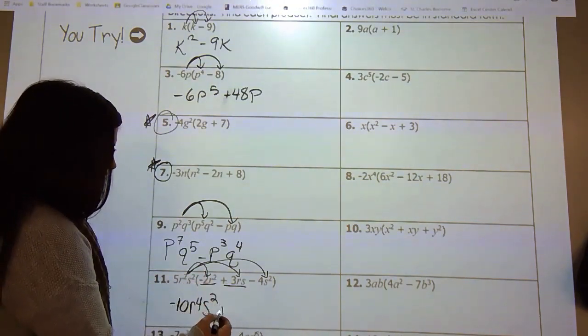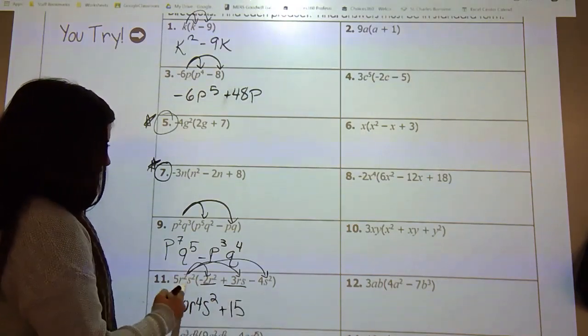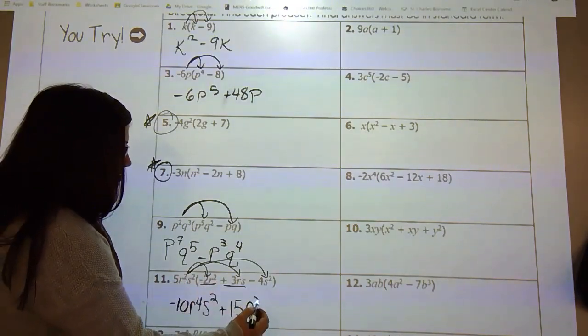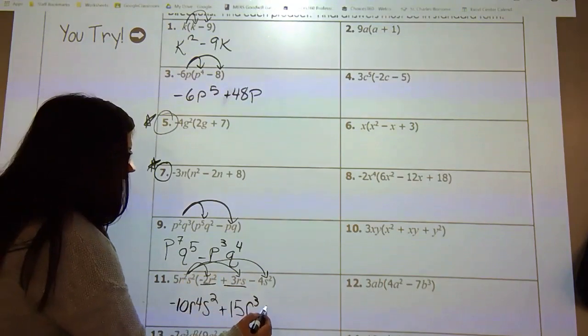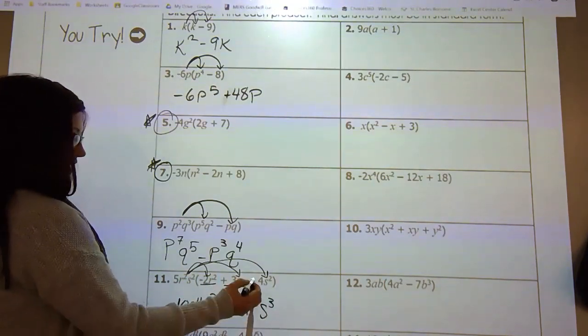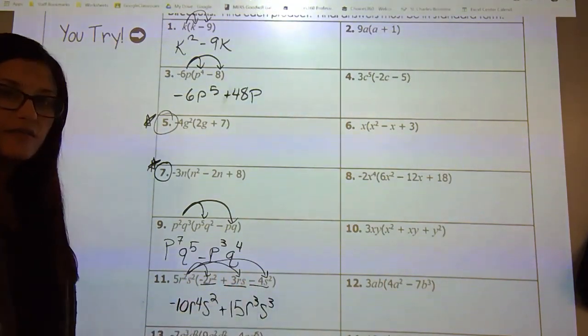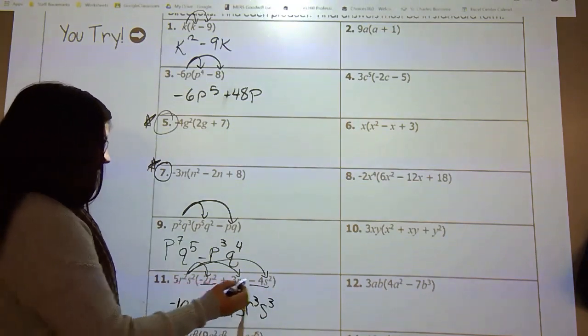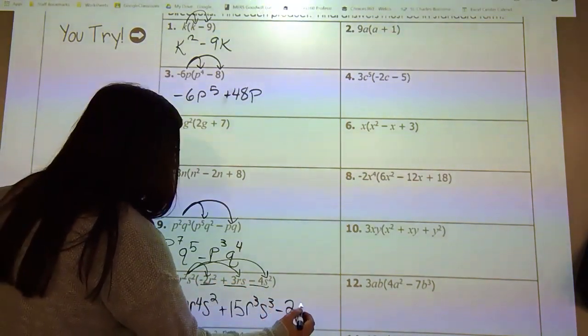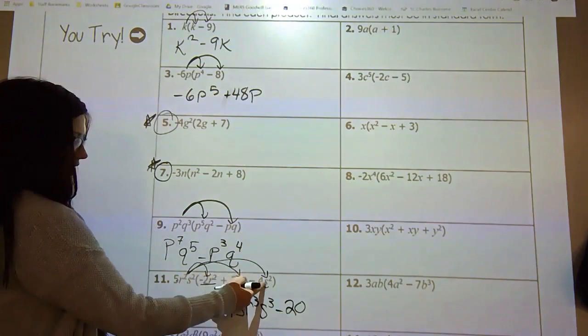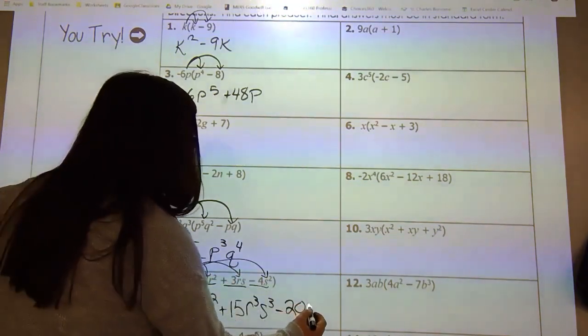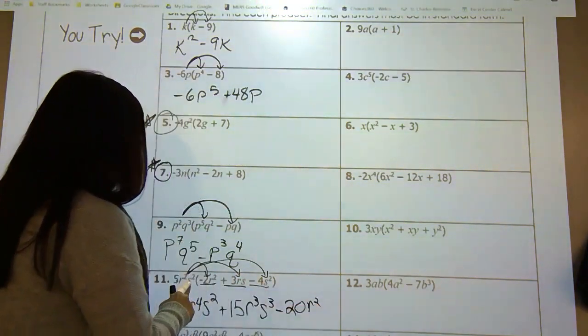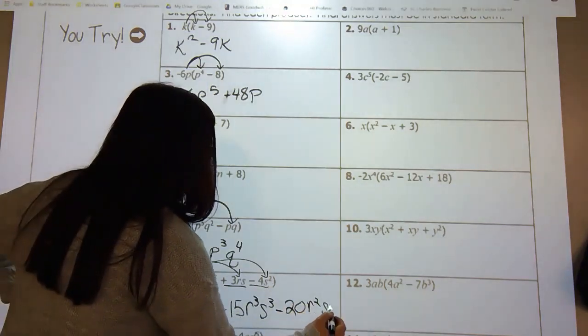5 times positive 3 is a positive 15. R squared times r is r cubed. S squared times s is s cubed. Perfect. Now I need to multiply it by the negative 4s squared. 5 times negative 4 is negative 20. R squared, I don't have any r's over there, but I'm still going to write it, r squared. And s squared times s squared is s to the 4th.